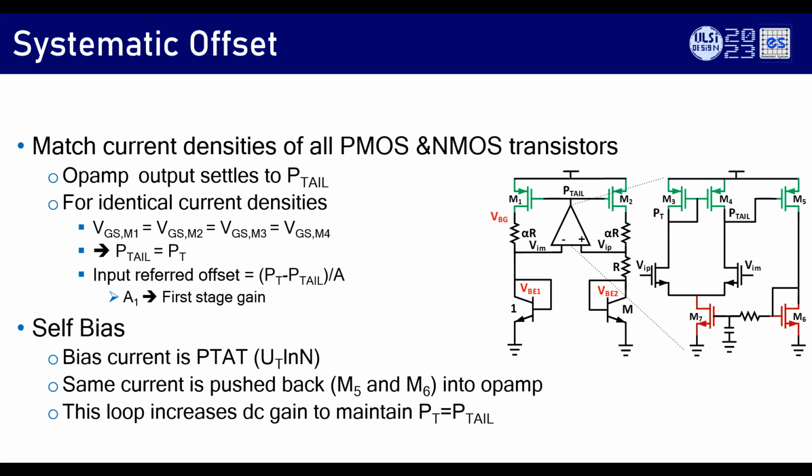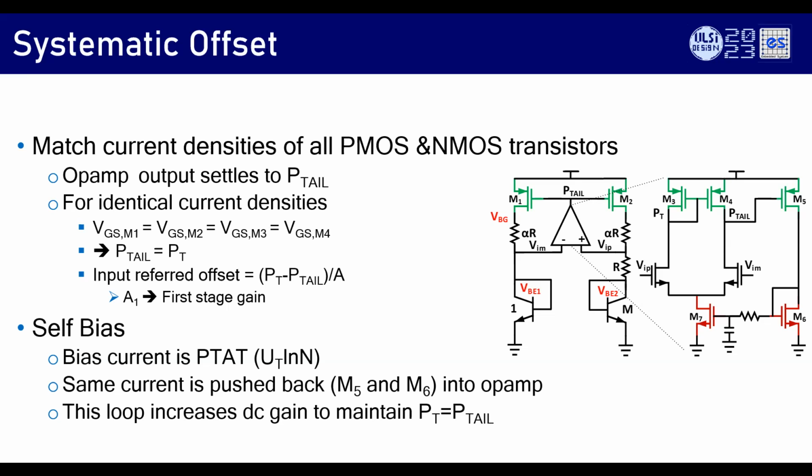So how do you handle systematic offset? For example, the circuit of the operation amplifier is shown here. All the green are PMOSs, all the red are NMOSs. What we do is match the current densities of all the PMOSs. If you match the current densities of all the PMOSs, one can say that VGS of M1 should be equal to VGS of M2, equal to VGS of M3, equal to VGS of M4, equal to VGS of M5, because all the current densities are matched.